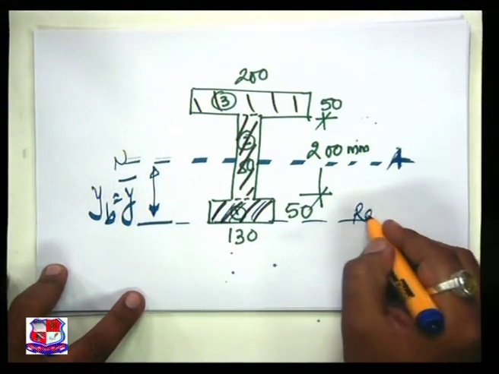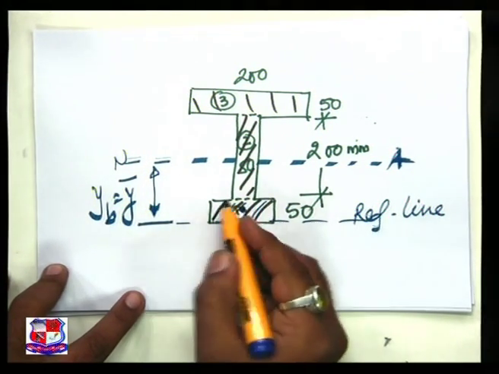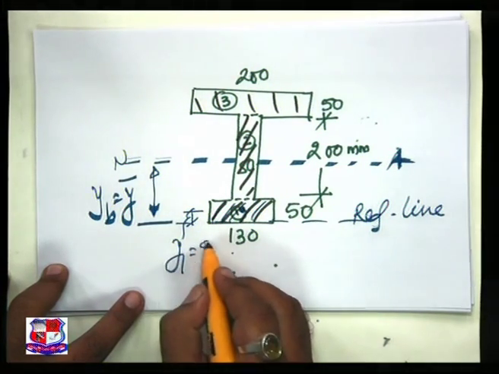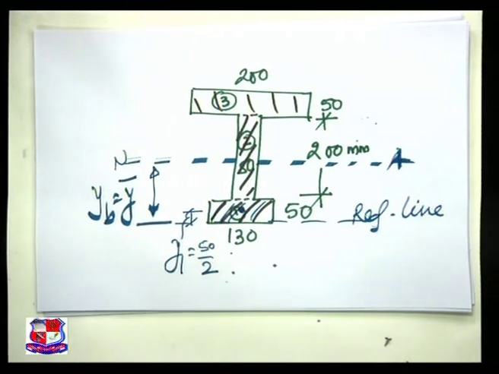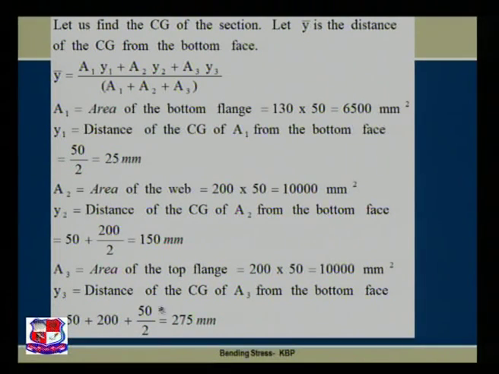Now this is my reference line. CG is over here, then this is my y1, and that is 50 by 2, that is 25 mm on this PPT. A2, area of the web, that is 200 by 50, 10,000 mm square, and y2 is the distance of the CG of A2 from the bottom face, that is 50 plus 200 by 2, that is 50 plus 100, that is 150.